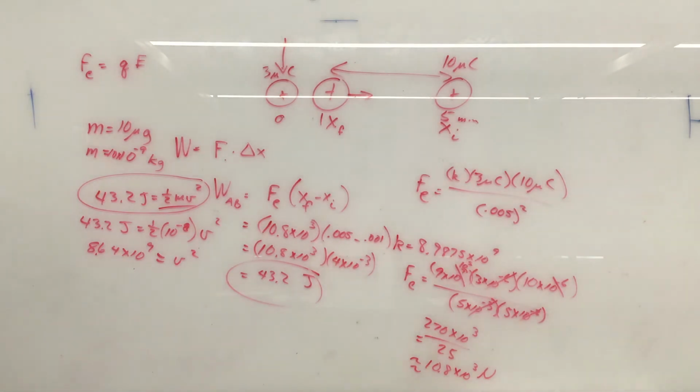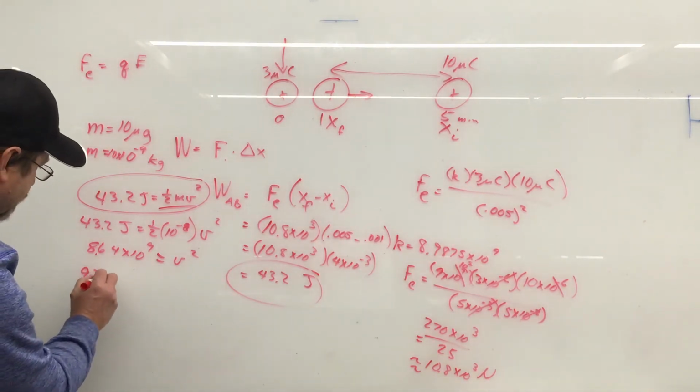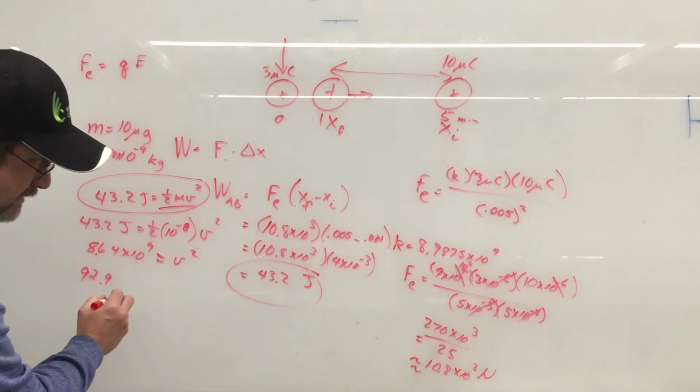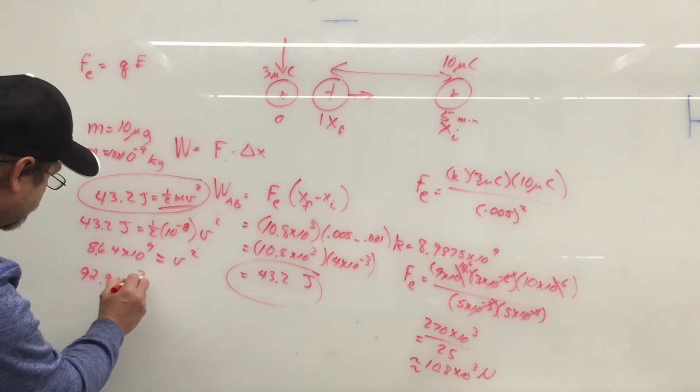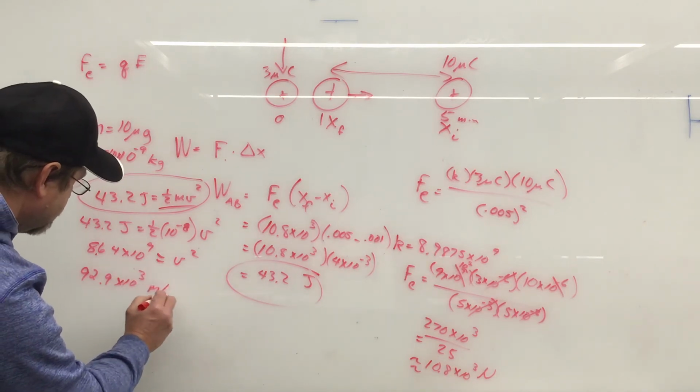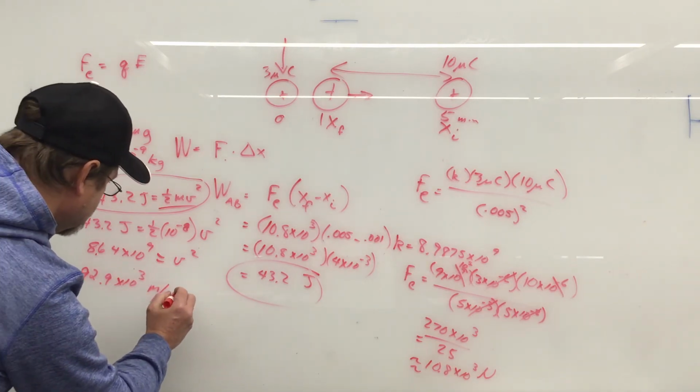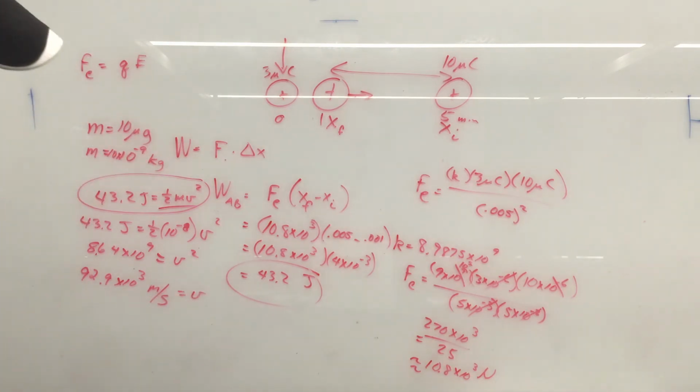And the square root of that is going to give us roughly 92.9 times 10 to the 3 meters per second. So that's the velocity that that particle would have when it passed by that position where it was earlier.